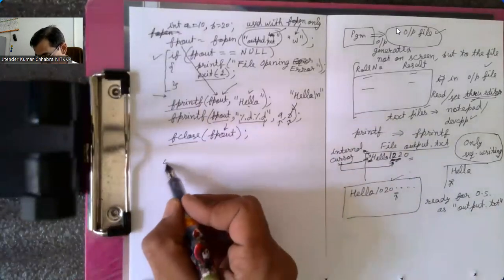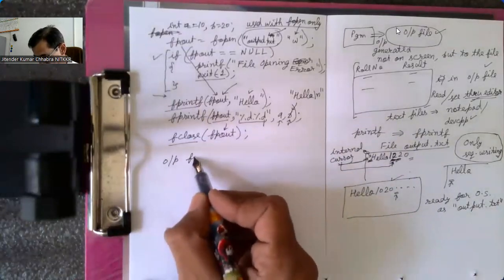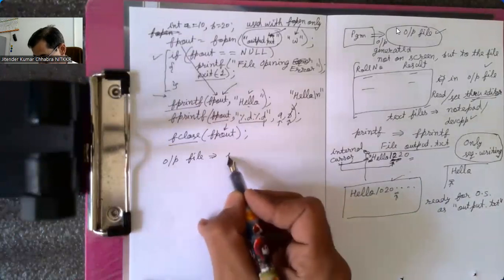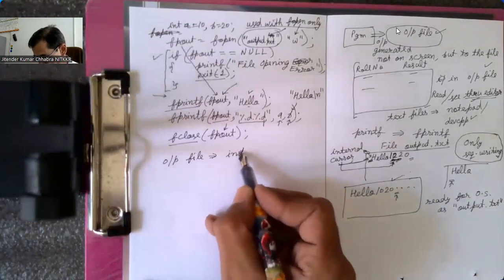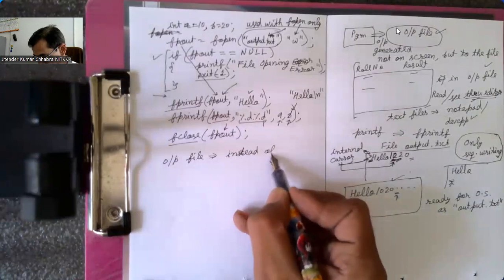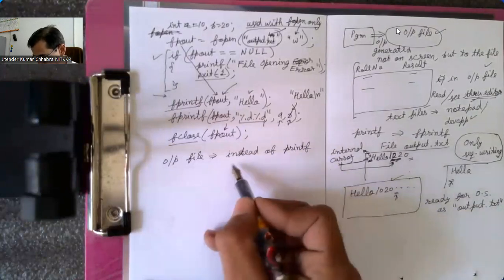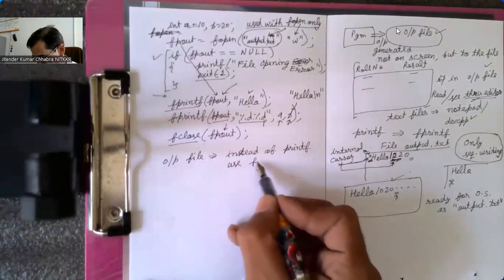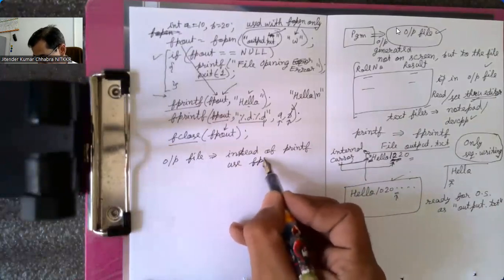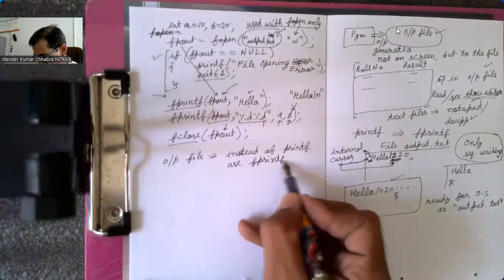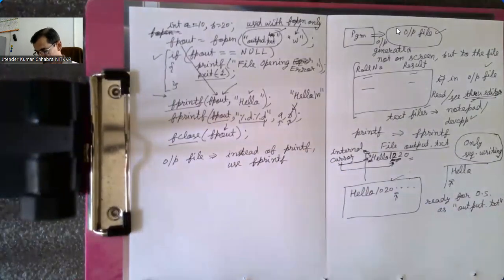So any output file to be created effectively means instead of printf, you can use fprintf. Printf meant on-screen output to come. You can use fprintf. That's it. Simple. So nothing else to be learned. All programming remains the same. Whatever you want to do, you can do.